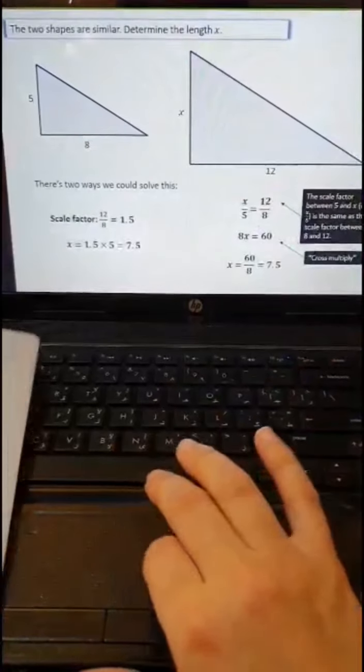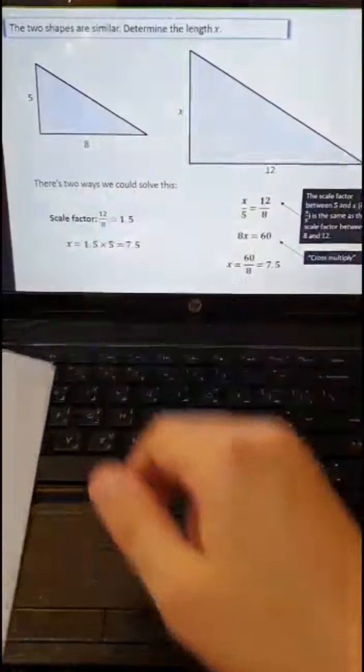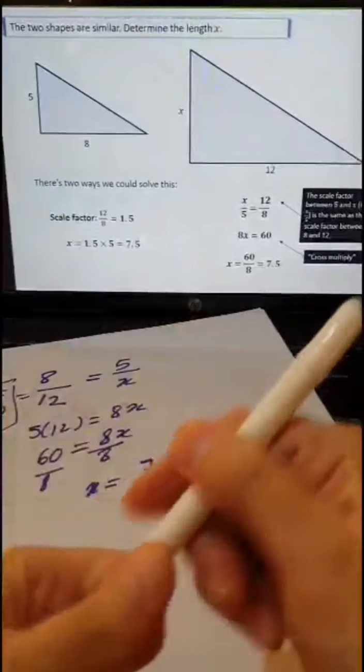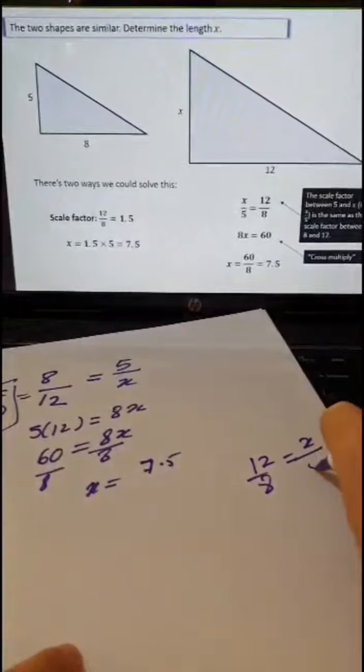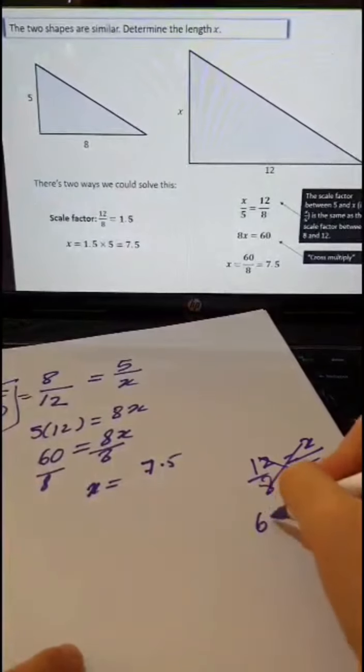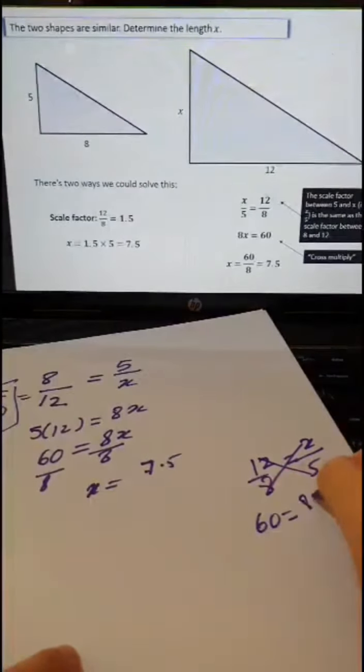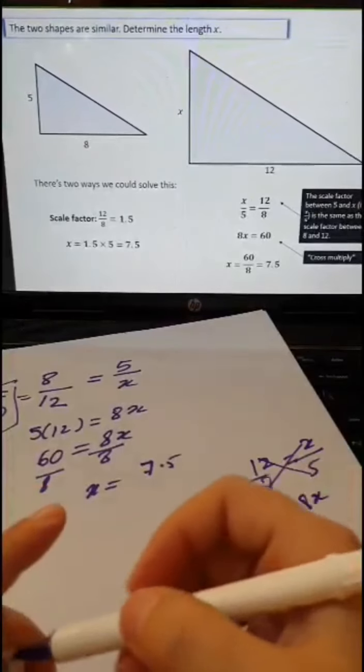Some students will say, okay, we can divide 12 by 8 to get the scale factor. It's exactly the same thing. So if you say 12 over 8, it's equal to x over 5. And also using the cross multiplication, I'm going to get 60 equal to 8x, and we will divide to get the same answer. Okay, going for the next question now.